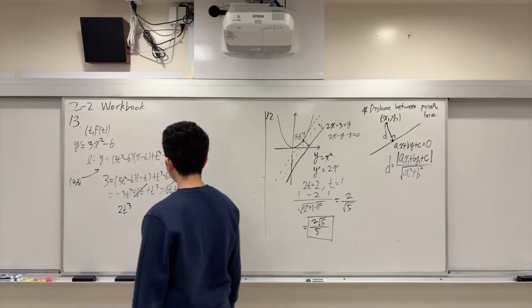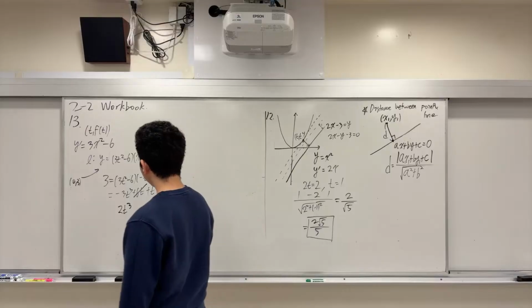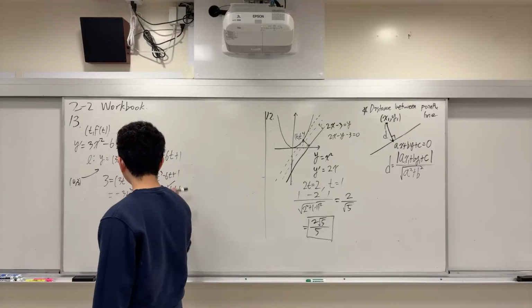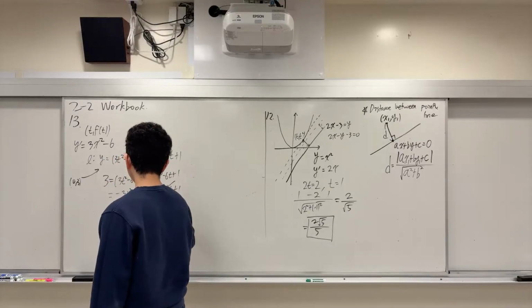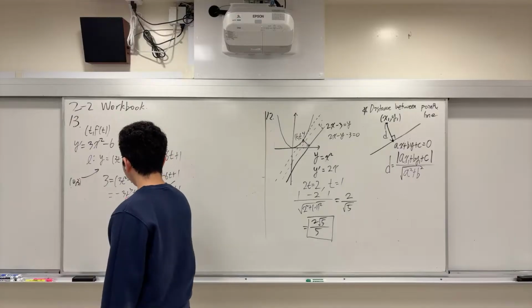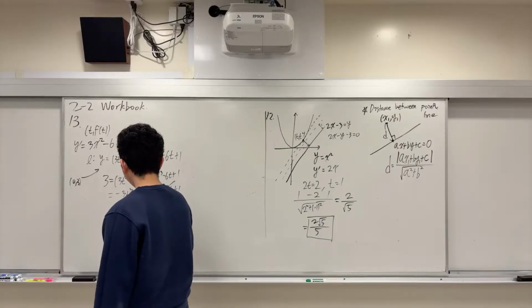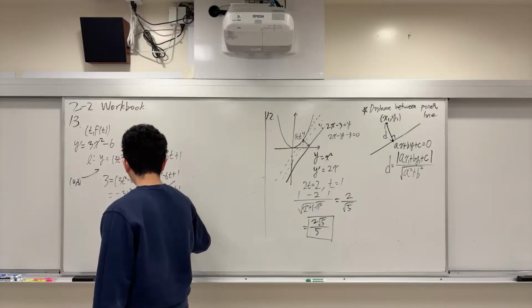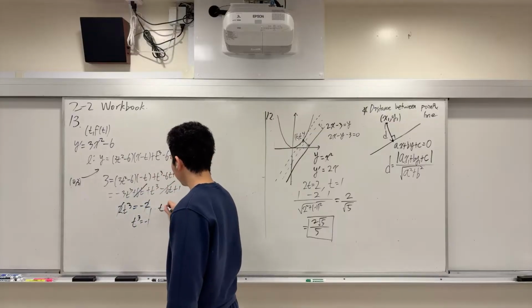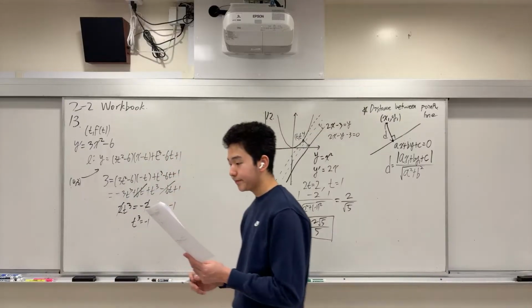So we'll get 2t cubed, and then 6t minus 6t will cancel out. Oh, this might be nice, actually. So 2t cubed equals, let's move the 3 over here, negative 2. Okay, so this is a very nice one. Okay, so t cubed equals negative 1, and the only possible solution is t equals negative 1.